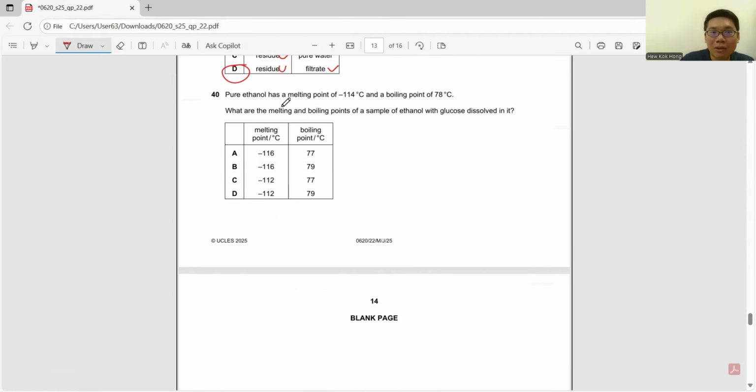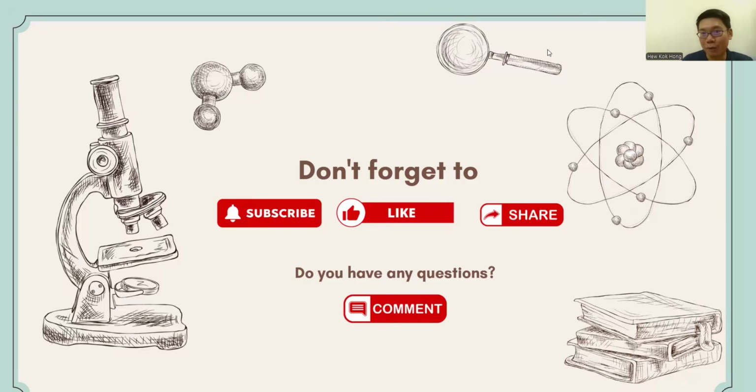40. Pure ethanol has a melting point of -114 and a boiling point of 78. What are the melting point and boiling point of a sample of ethanol with glucose dissolved in it? With glucose the range is larger, so it will be lower than -114 and higher than 78. So it's B. So this is the end of today's session.